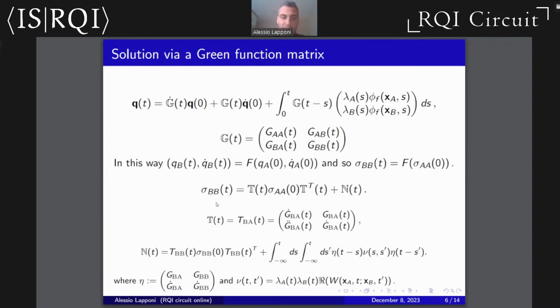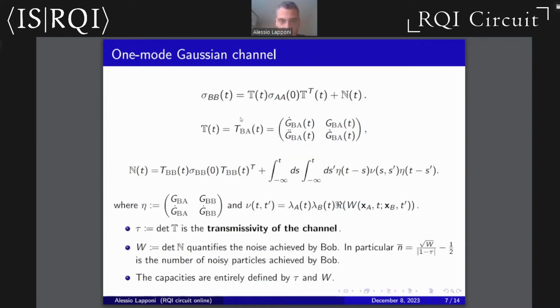The expression linking the output and the input will be this one, and they are dependent basically on two matrices, the T matrix and the N matrix. In that case, the quantum channel is a one-mode Gaussian channel, whose properties are widely known from the literature. In particular, all the properties and even the capacities are defined by two elements. The determinant of the T matrix, this one, which is the transmissivity of the channel.